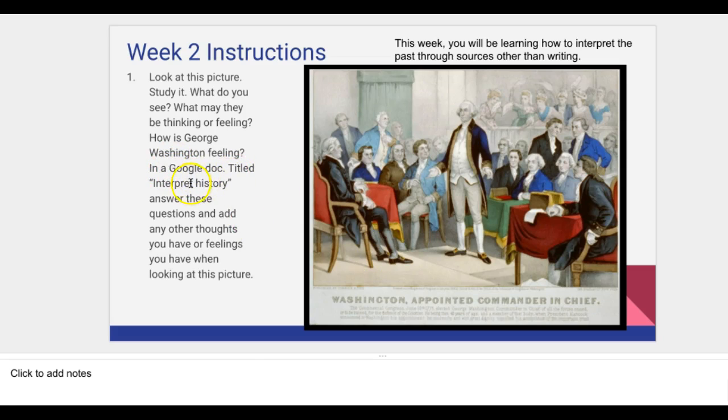In a Google Doc titled Interpret History, answer these questions above and even add a couple of your own. Are you left with any questions? Do you have any other thoughts or feelings when looking at this picture? So that one should be fun and a little bit different. I think a lot of times we are interpreting written language and not so much pictures.